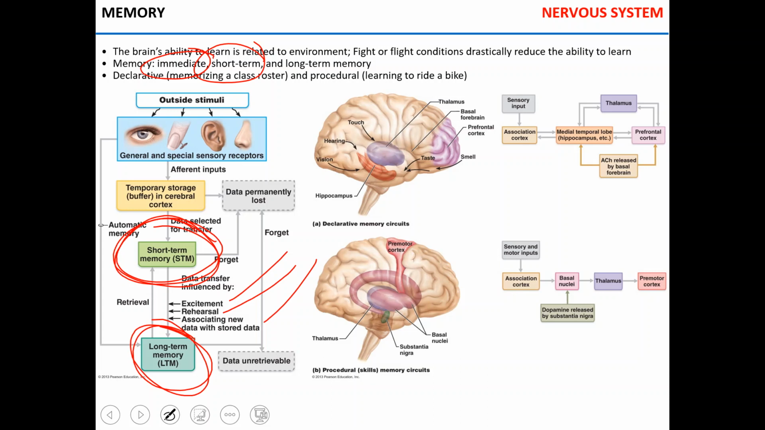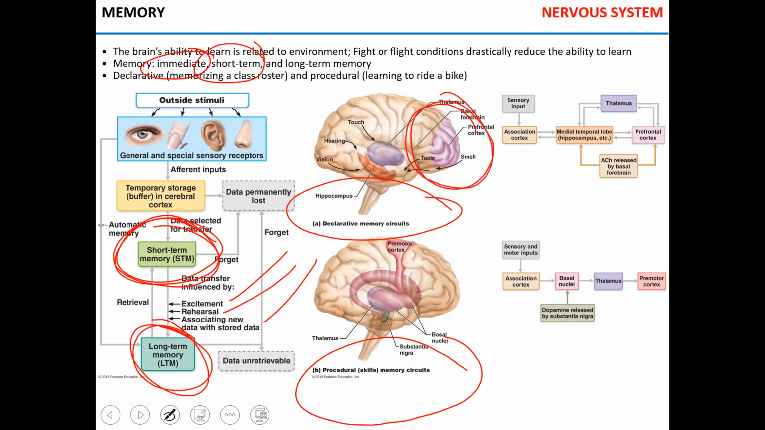So you have declarative memory and you have procedural memory. I wanted to point out that in declarative memory, such as memorizing a list, like a class roster, or you memorize a poem, or you memorize all different parts of the brain, that's declarative memory. The main role is played by the prefrontal cortex, part of the brain that's responsible for your personality, for your memory skills. Now, in procedural memory, you learn an actual motor skill. And to learn a motor skill, you have to engage a motor cortex.